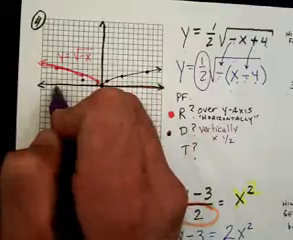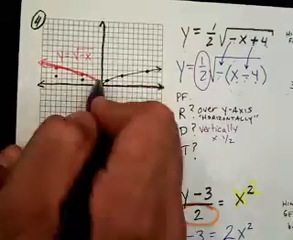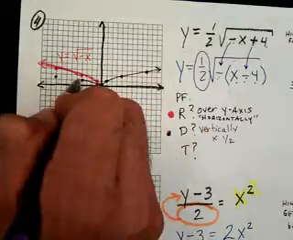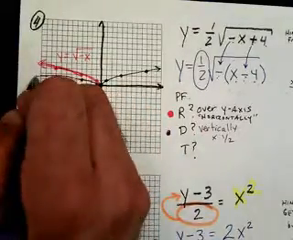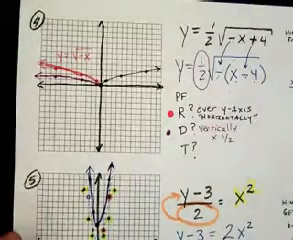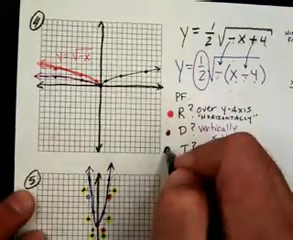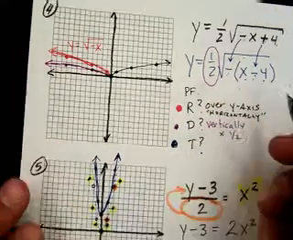This point is 1 unit up, now it's only a half unit up. This point is 2 units up, now it's only 1 unit up. This point is 3 off the x-axis, now it's only 1 and 1/2 off the x-axis. So your graph gets very flat because of the 1/2.